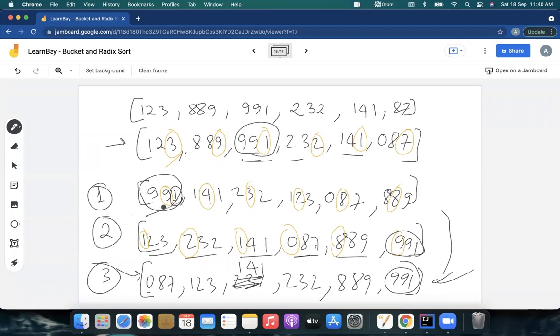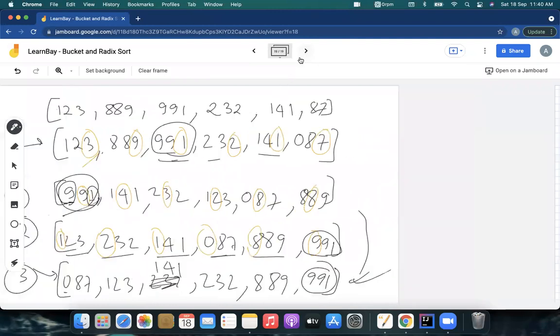But why is 991 the heaviest number? Because of the 900, right? Because of the highest significant bit. So that has to happen in the end so that you leave the array sorted. So if you do it inversely, you will get a wrong answer. So you need to start from the least significant bit.